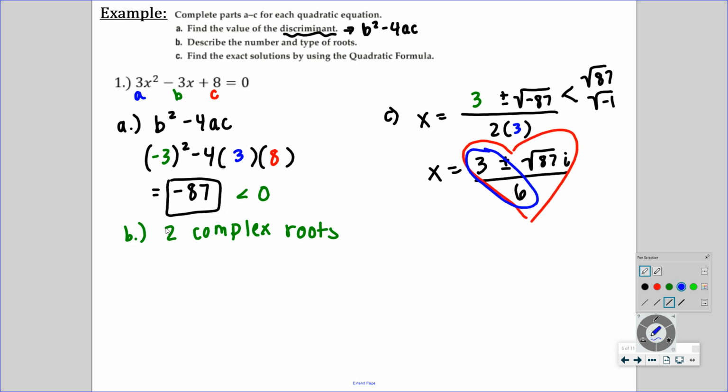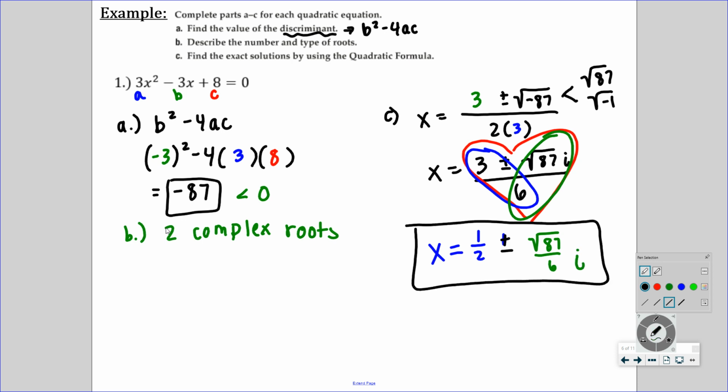Real part first, which would reduce to 1/2, 3 over 6. Don't forget plus or minus. Imaginary part second, I can just write that as the square root of 87 over 6 i. That's standard form of a complex number.